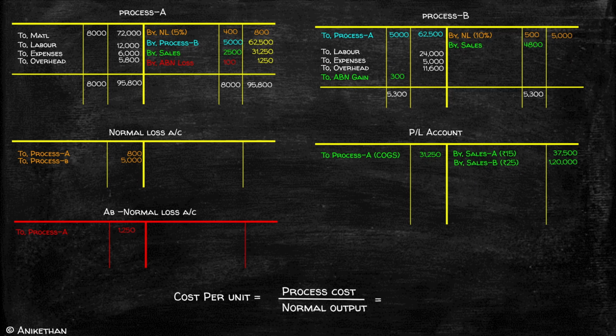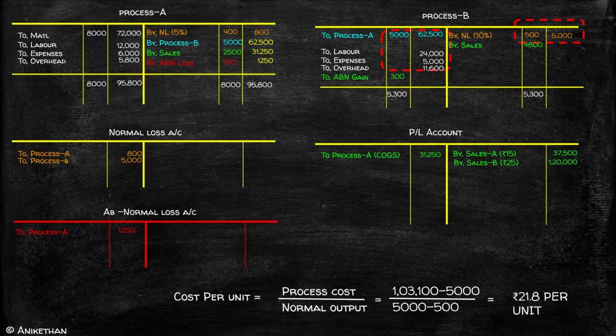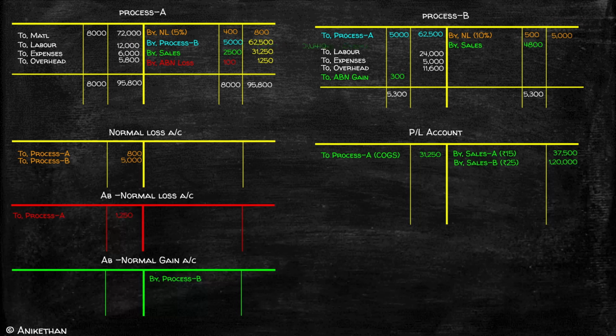Now I have to calculate the cost per unit: the same process cost divided by normal output. The process cost here is represented by process A input, labor, expense, and overhead, and output minus normal loss is the normal output. When I calculate this, I get 21.8 per unit. I will multiply this with the respective units and I will get the values of abnormal gain and cost of goods sold of process B output. So now on the debit and credit sides, they are matching. Complete the matching entries in all other accounts.